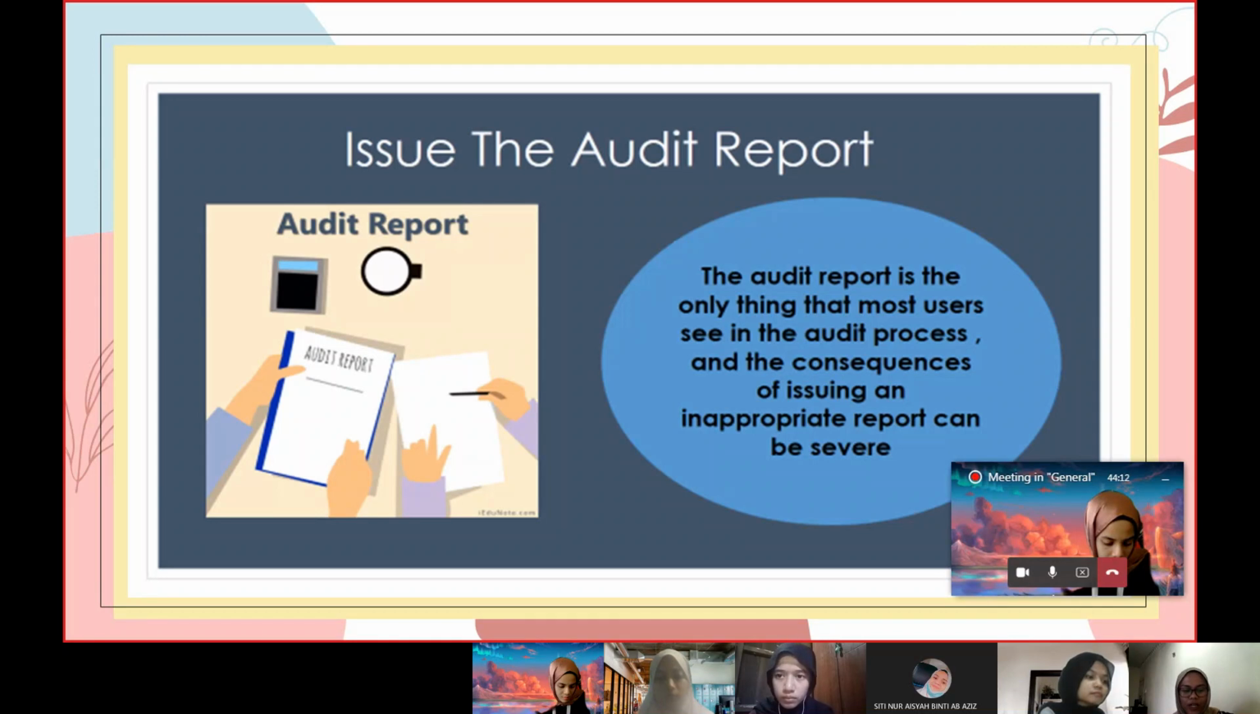So next is issue the audit report. The audit report is the only thing that most users see in the audit process, and the consequence of issuing an inappropriate report can be severe, which means any inappropriate, untrue report, the auditor can unqualify the report, thus will not meet the CPA requirement, and the financial statement cannot be accepted by the client business, and the auditor also needs to reject the report.